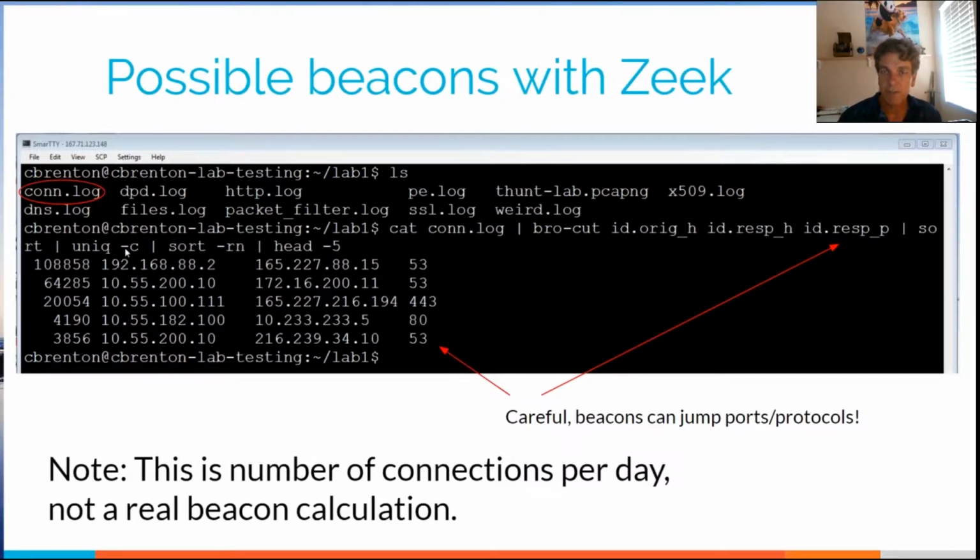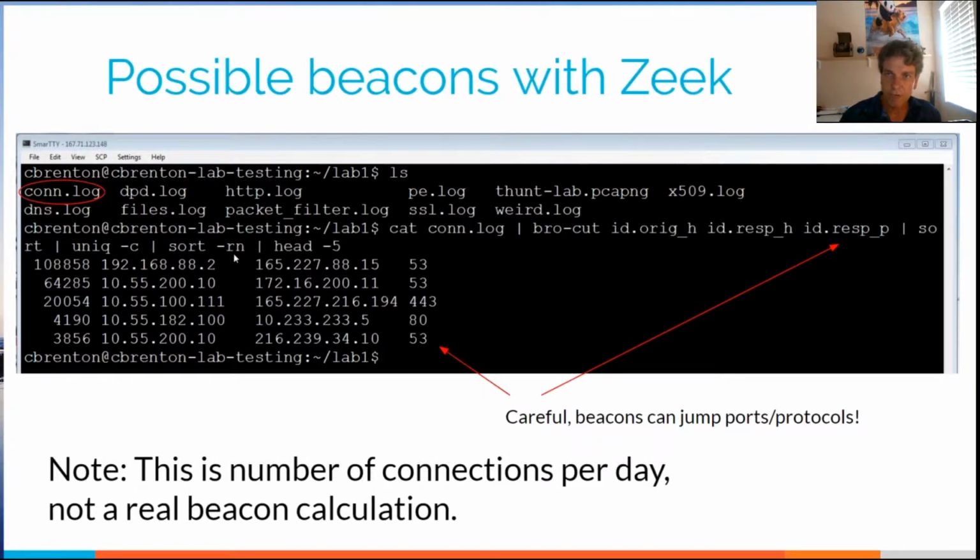Then I'm saying run it through uniq -c. So I'm saying only show me the first instance, and I want to count how often that instance was seen. So for example, this first line here, 192.168.88.2 talking to 165.227.88.15 on port 53, how many times did you see that? And it produces this number here.